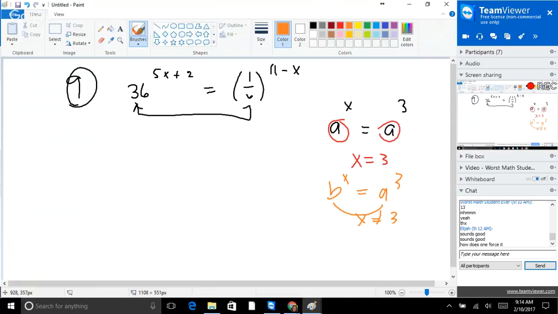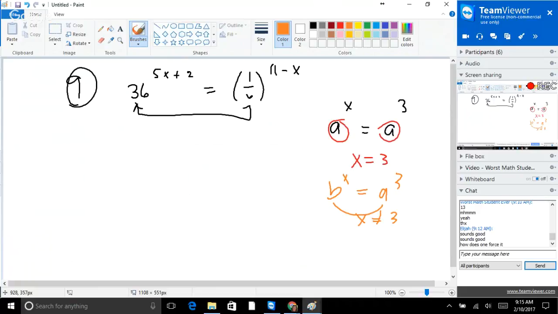I don't know if it's on your note sheet or not, but it is in your book on 515. It's the property of equality for exponential equations. Basically, if you get your bases to be the same, then the exponents equal each other. So right now, the problem in number 9 is that our bases are not the same. One has a base of 36 and one has a base of 1/6. But if I can turn them into numbers with the same base, then I can just set the exponents equal to each other and I'm good to go.